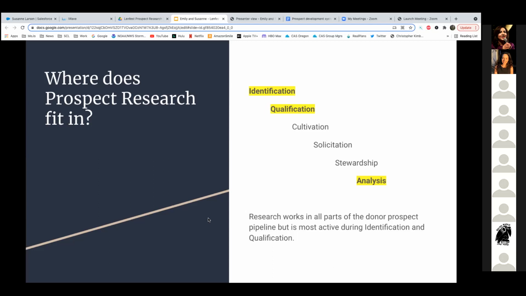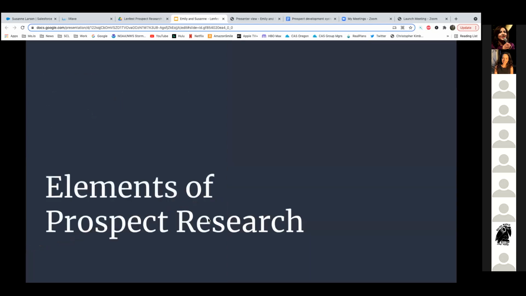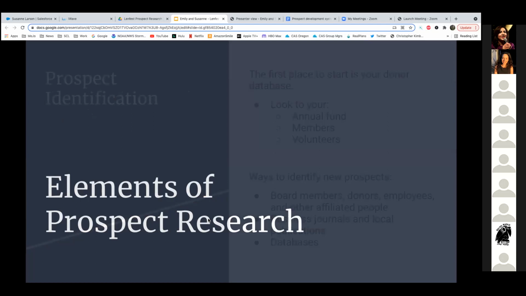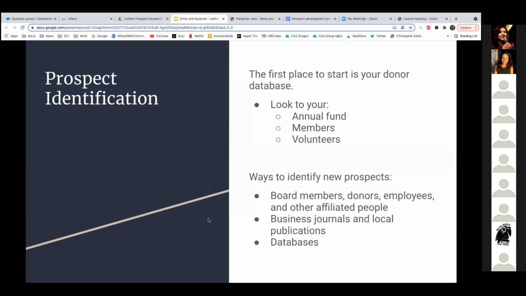Ideally, the information that you learn throughout conducting your research has an effect on your stewardship and cultivation as well, making the stewardship and cultivation cycle as unique to the donor as you can, but it is most prevalent in those first two areas. So now that we know the basics, let's talk about a couple different elements of prospect research. So first, let's talk about prospect identification, which is that first level.